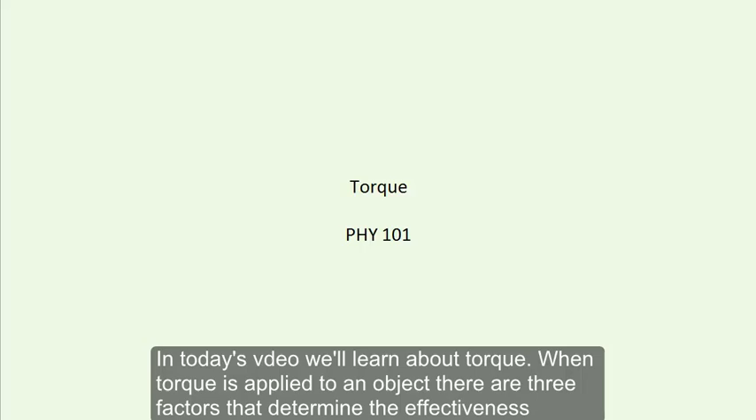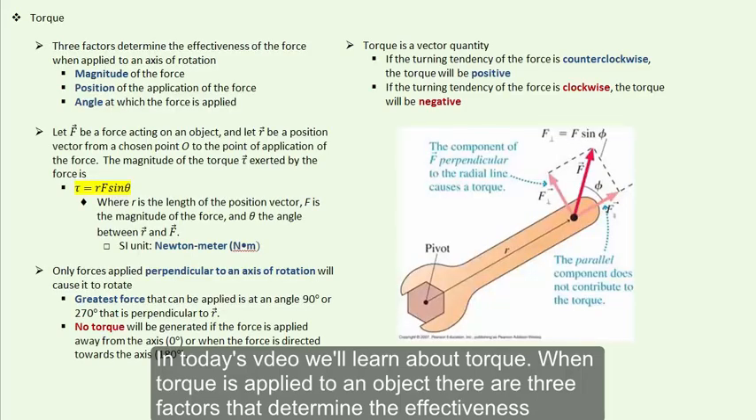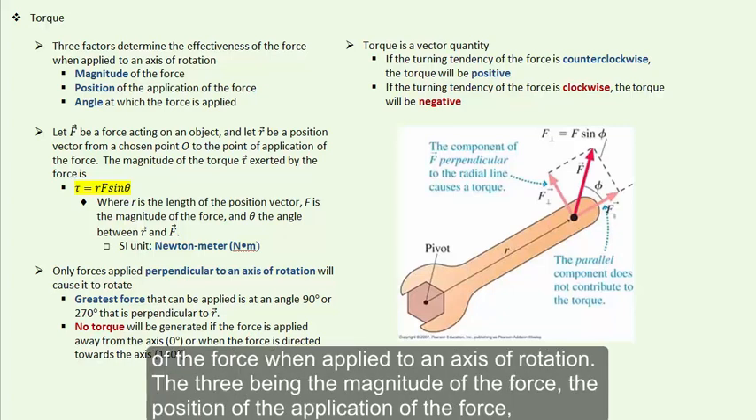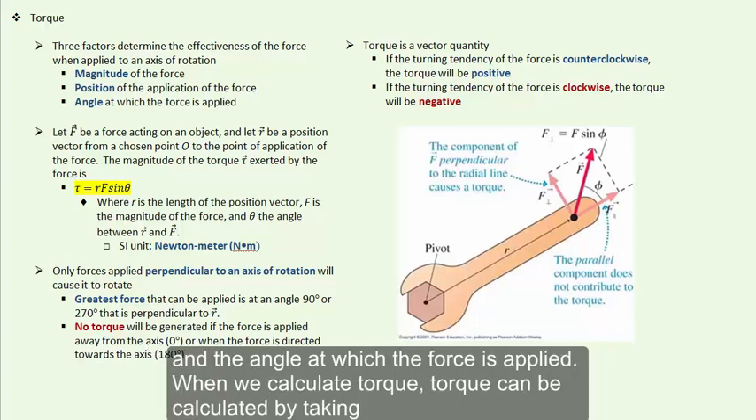In today's video, we'll learn about torque. When torque is applied to an object, there are three factors that determine the effectiveness of the force when applied to an axis of rotation. The three being the magnitude of the force, the position of the application of the force, and the angle at which the force is applied.